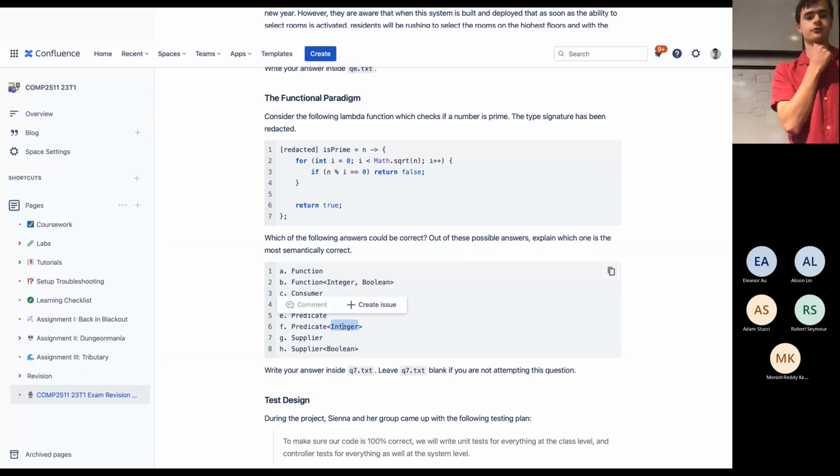And it makes a bit more sense to say Predicate, you know, the function is prime is a predicate rather than just any old function. Any old function could do anything, whereas this is telling you something that's true or false. So you think, okay, maybe this is the most semantically correct.